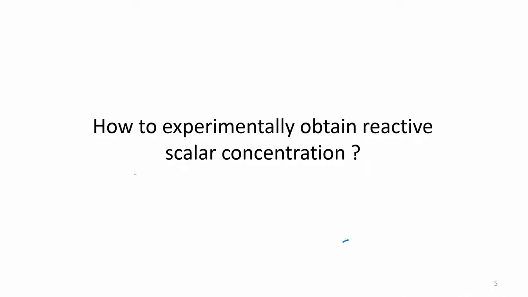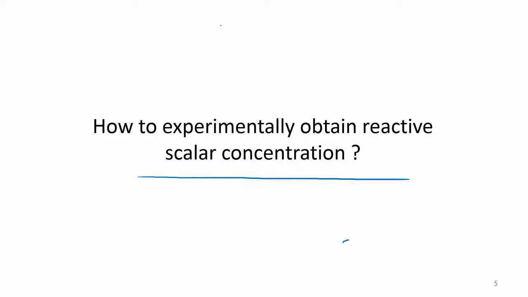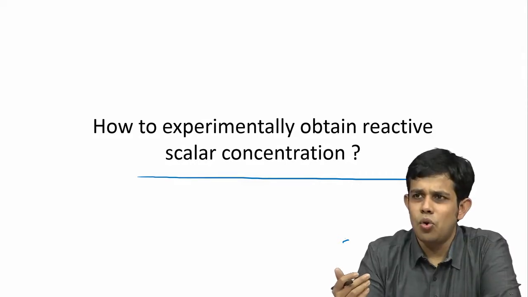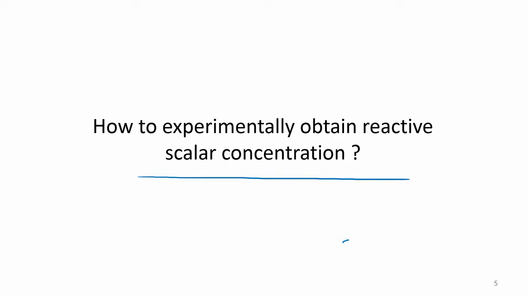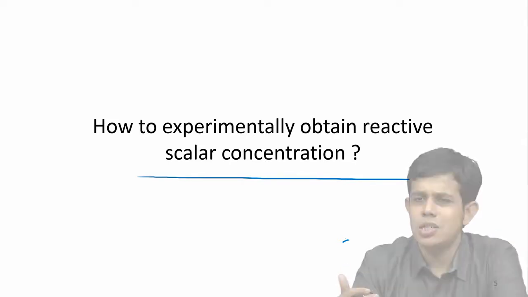The H atom is also very important, and the O atom is also important, but the hydroxyl radical is very important. So, if the question arises of how to experimentally obtain the reactive scalar concentration, the first question is: what do you want to measure? Suppose we want to measure some radicals. What is the most important radical? Of course, H can be a very important radical, but that is very hard to measure. O is also hard to measure. So, it is not only that you want to measure something important, it has to be measurable also.